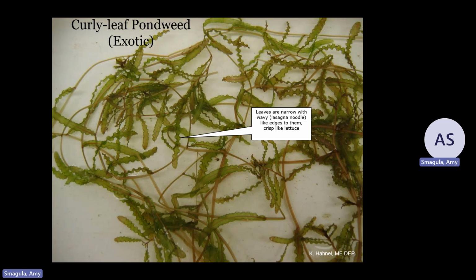Curly leaf pondweed is another plant that is showing up more and more. This one has narrow leaves that are probably about 1/4 of an inch wide and really wavy edges to the leaves. The leaves are also crisp like fresh lettuce. So you'll probably see this one growing low in a water body, about 1 or 2 feet tall in most cases. And it's very distinct with these super wavy edges to the leaves. Even though it's called curly leaf pondweed, it's more of a wavy leaf.